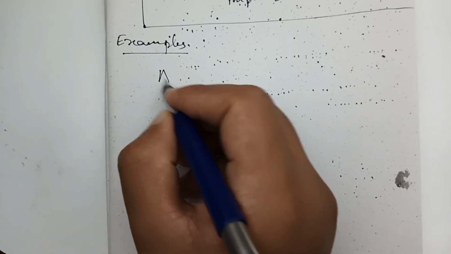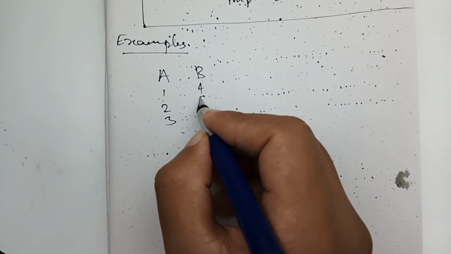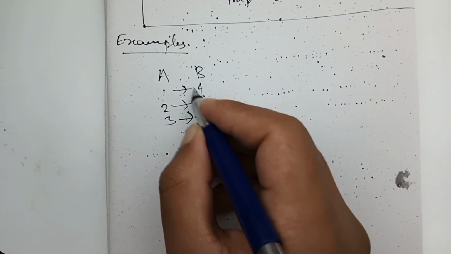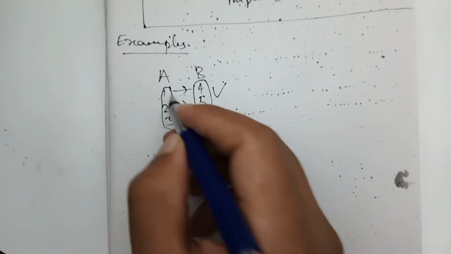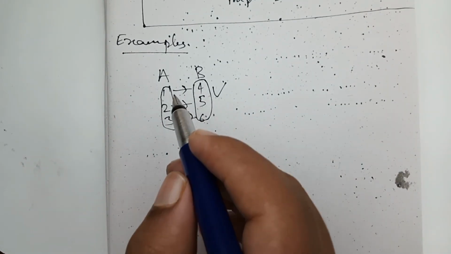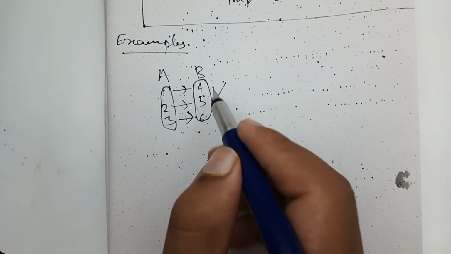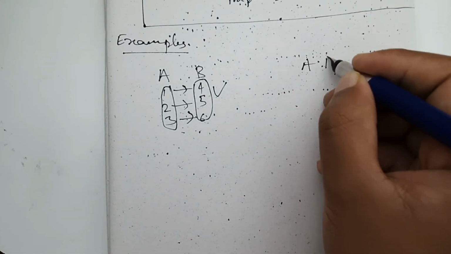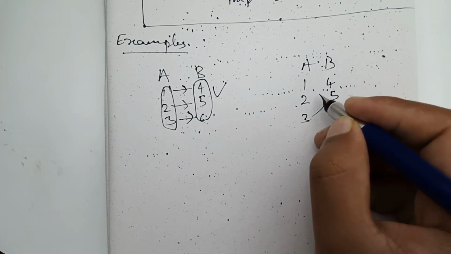First one is A, B, 1 2 3 4 5 6. Is this an injection? Yes, absolutely. It is an injection because distinct elements in A have images f in distinct elements of B. Okay. The second one, A, B, 1 2 3 4 5.